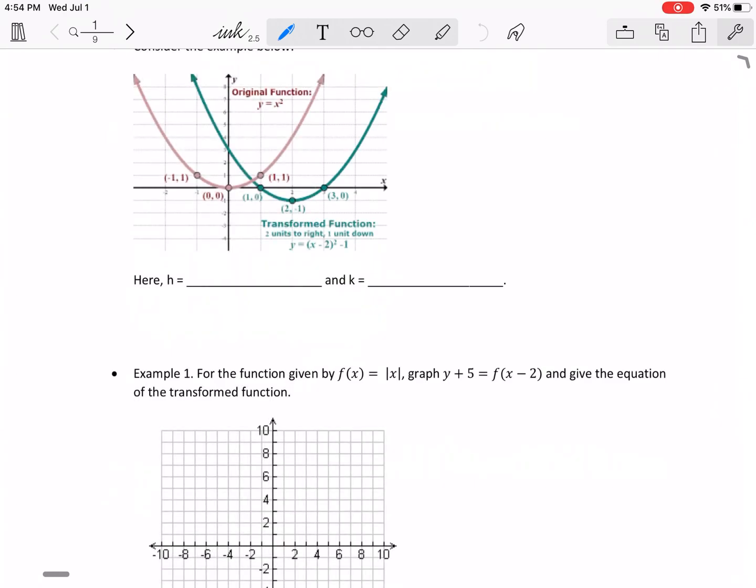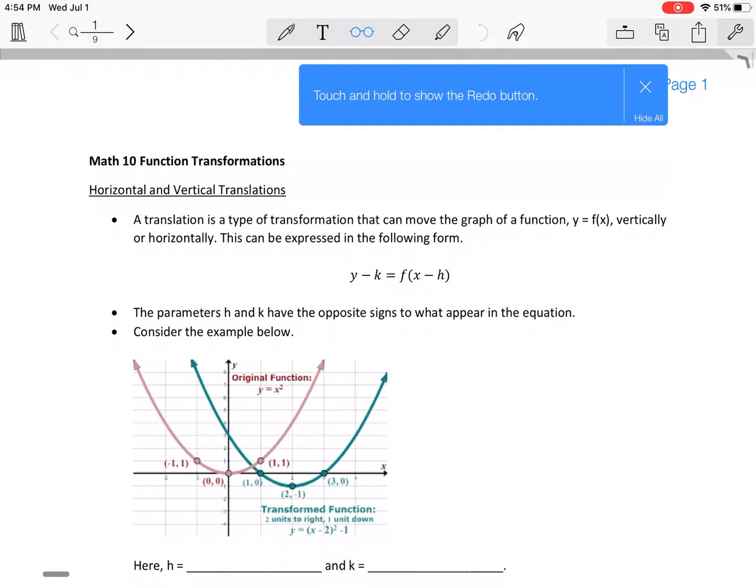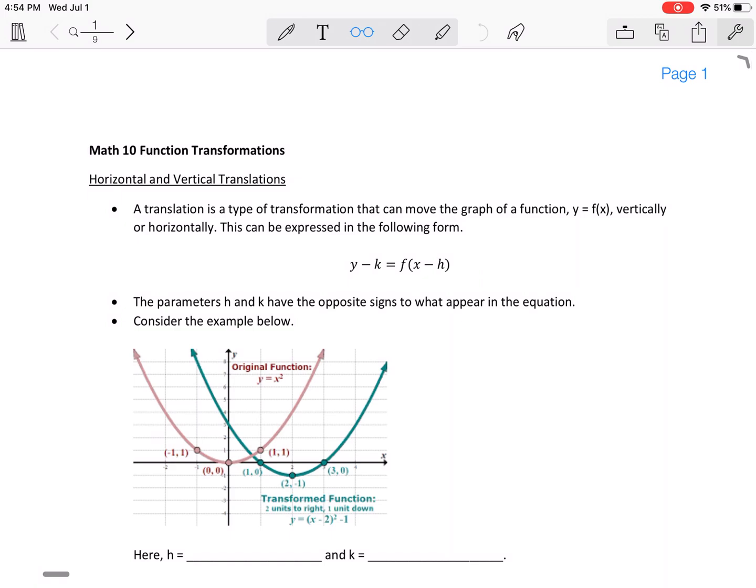Hi, Math 12. So we'll look at the first topic, which is the unit we're going to be looking at: function transformations. And so the first topic is going to be on horizontal and vertical translation.